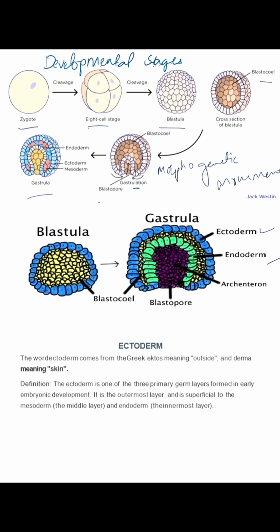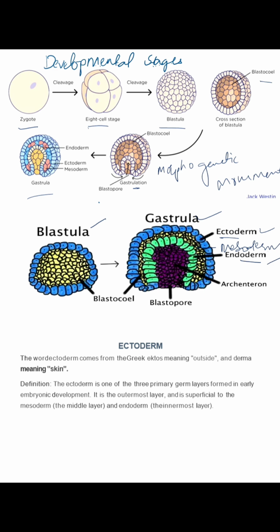Now you can see this is the blastula, and this is the gastrula. Now the outermost layer is called an ectoderm, and the innermost green color is called an endoderm, and the in between is called a mesoderm. Okay, we'll study one by one in detail.